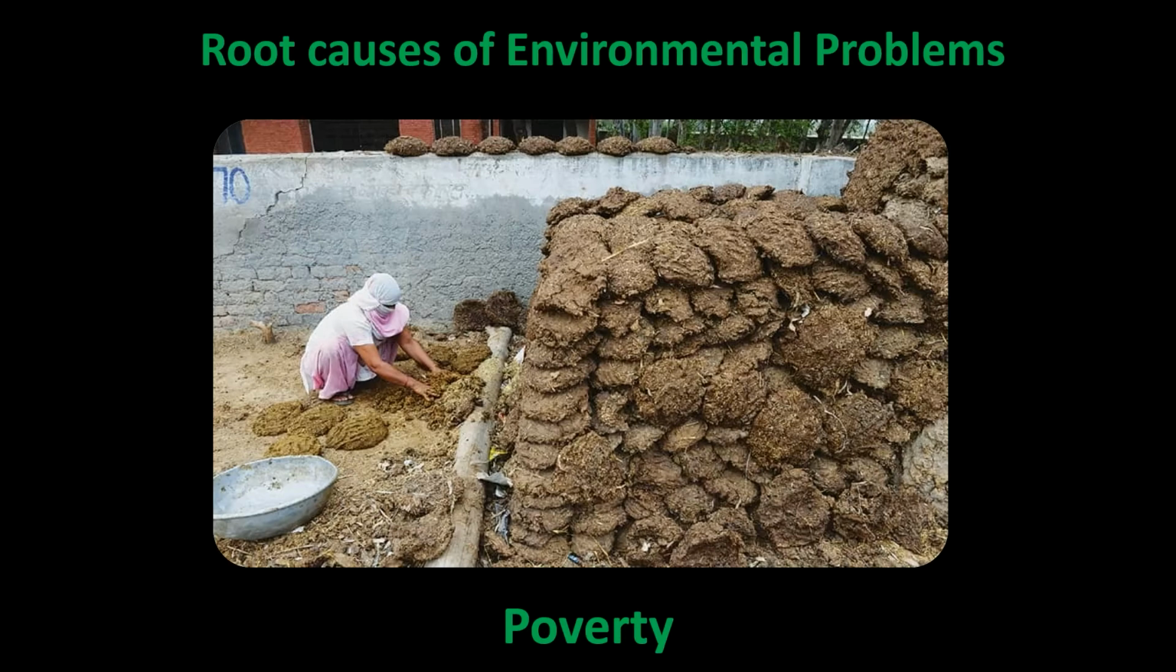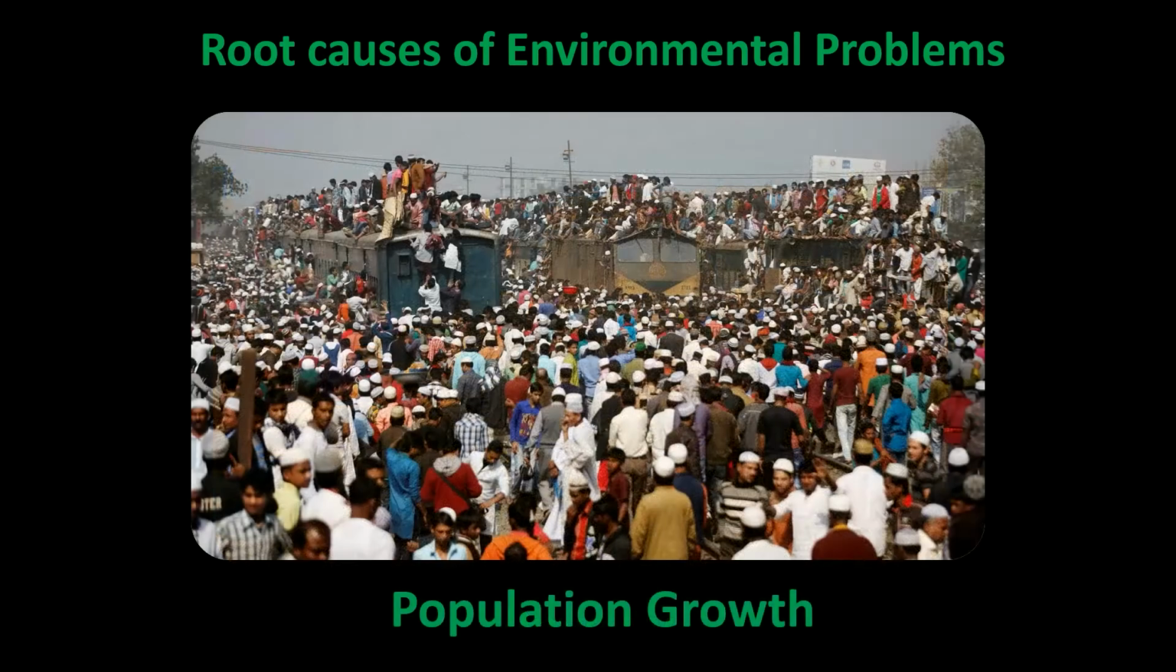And leaving them without electricity is simply not an option. That is the way in which poverty can be a root cause of environmental problems. You might not be capable of making the more environmentally conscious choice. The next root cause of environmental problems that the book cites is population growth, and this makes sense.